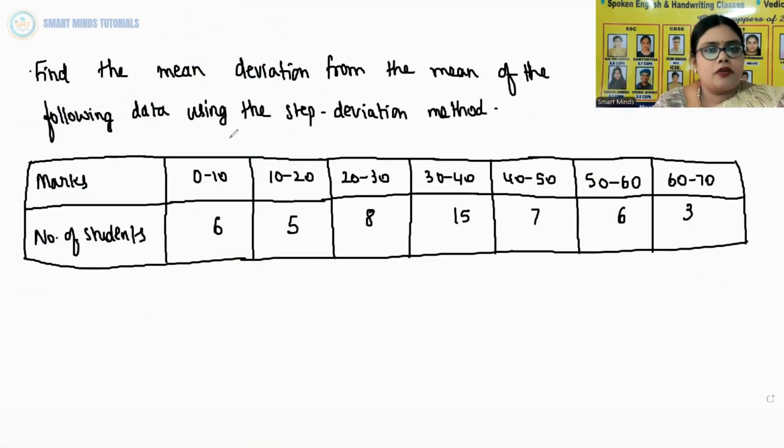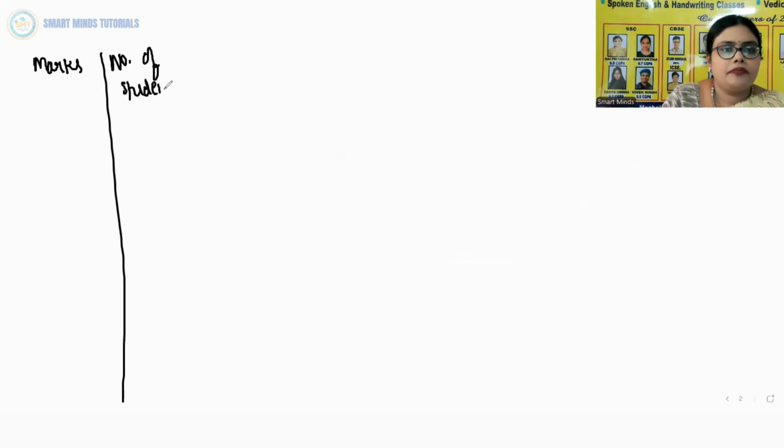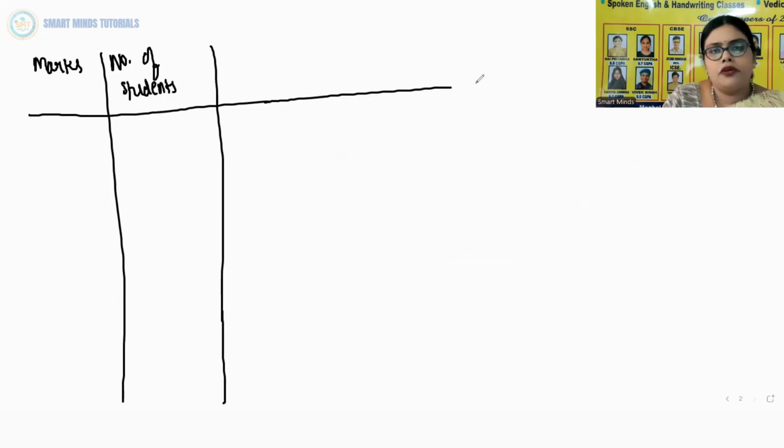Now see, let us take a question from step deviation method. So the data is given over here. Let's see how to solve it. So first we will write marks, number of students. First let us enter this data. Then we will move on to the next columns.